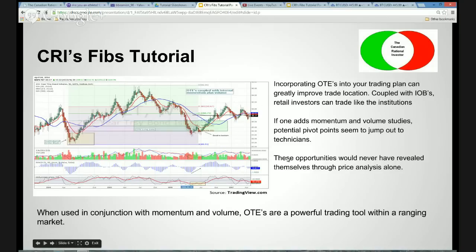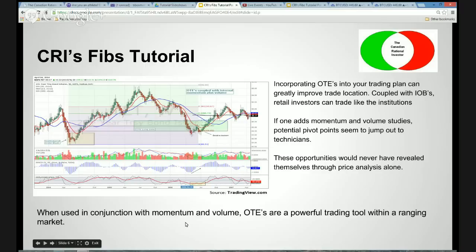Last thing I'll mention, and I basically mention this on all of my tutorials, is that these opportunities would never reveal themselves through price analysis alone. So if you just wiped out all the fibs and you wiped out all these indicators and moving averages and you were just looking at price, you'd probably be pretty bearish through here, and you wouldn't actually identify the fact that this was an area of buying interest, not selling interest, until it was just too late.